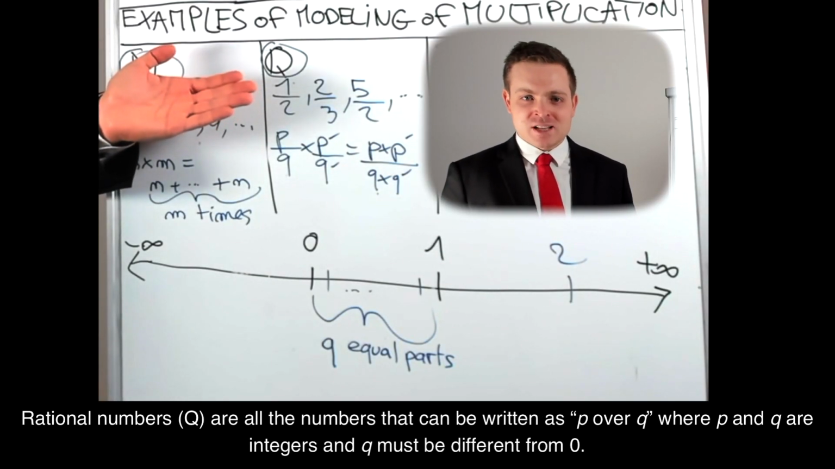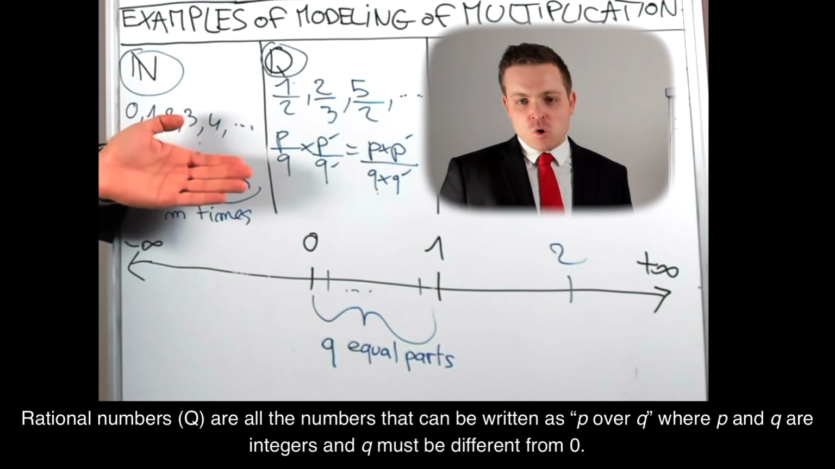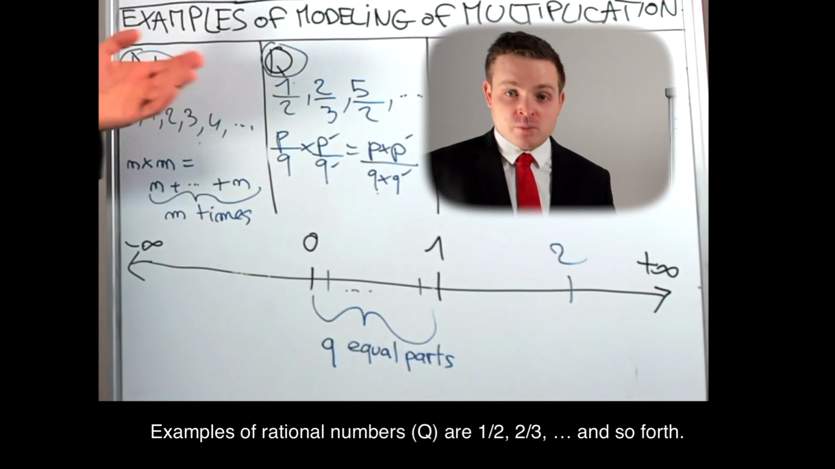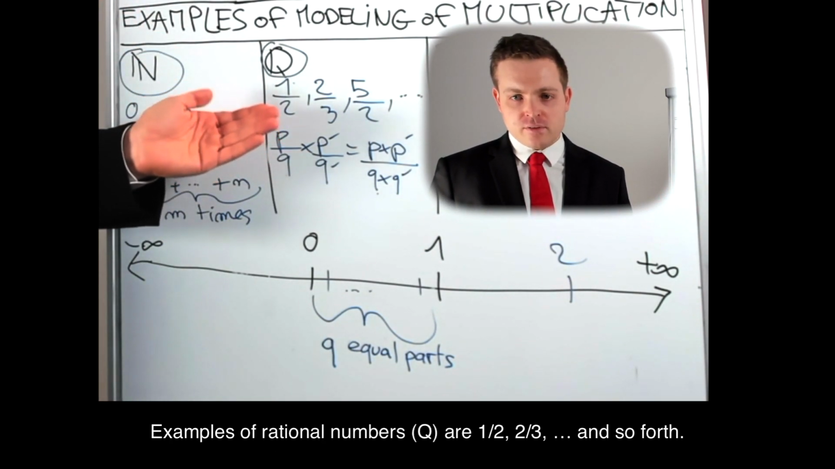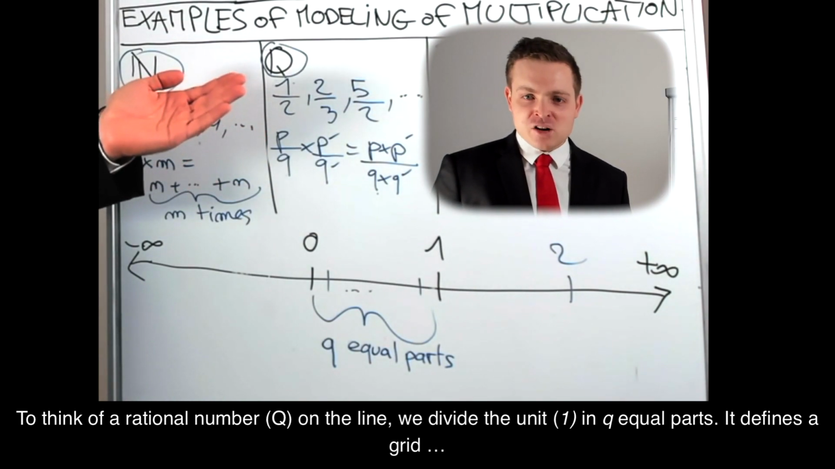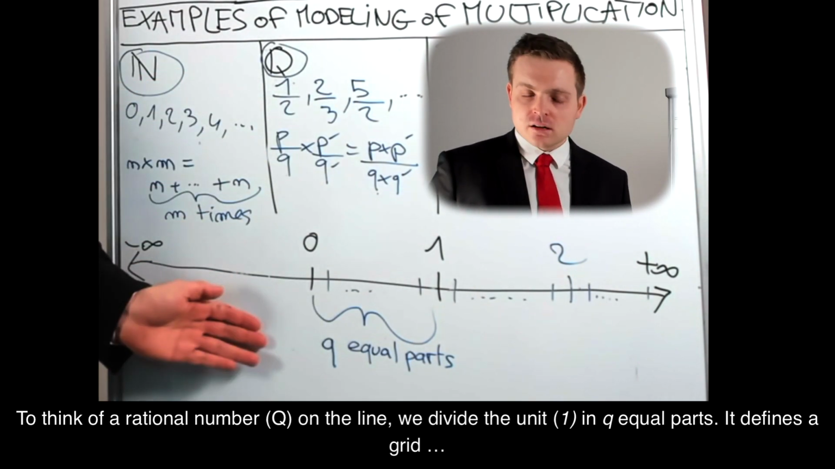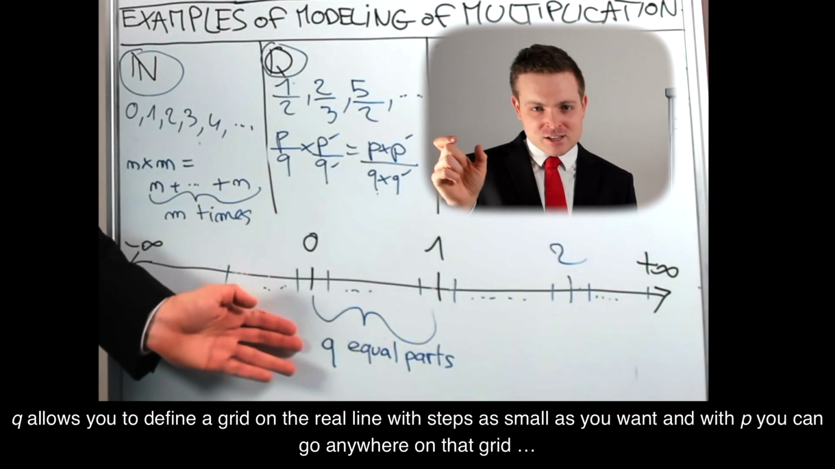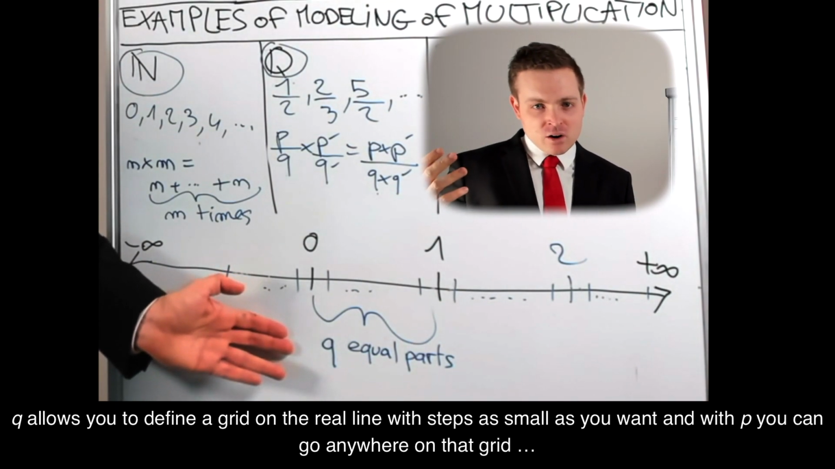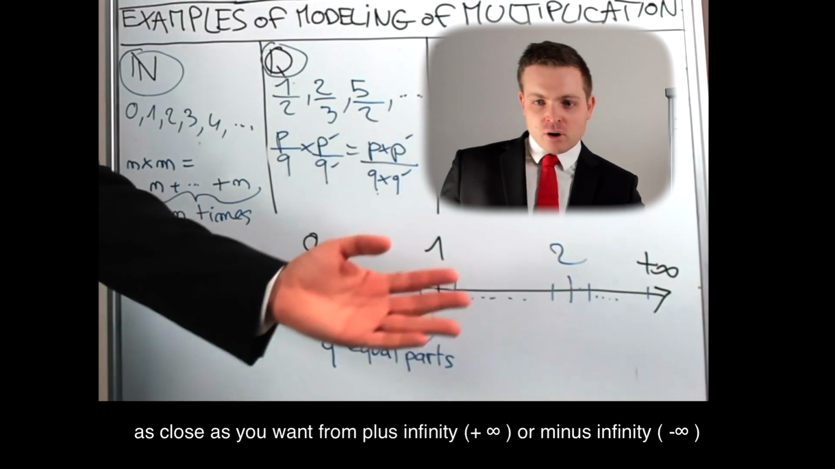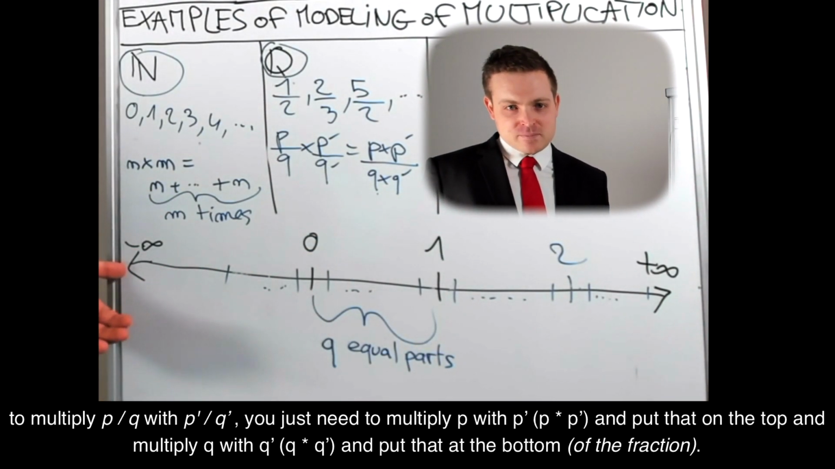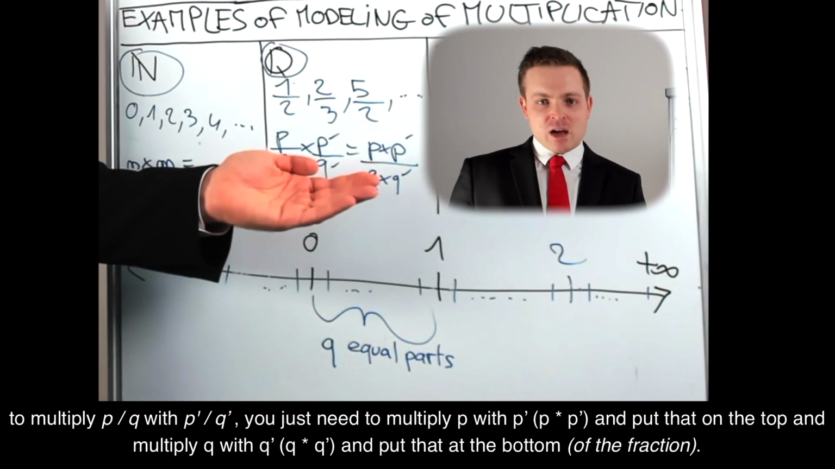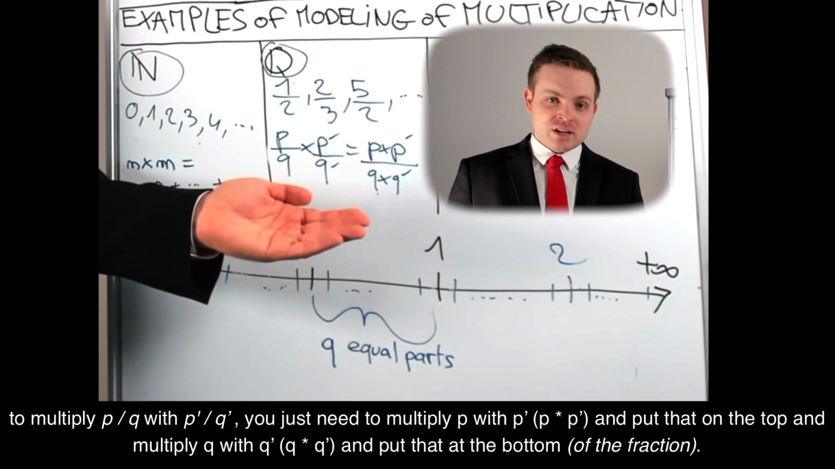Rational numbers are all the numbers that can be written as p over q, where p and q are integers and q must be different from 0. Examples of rational numbers are 1/2, 2/3, and so forth. To think of a rational number on the line, we divide the unit in q equal parts. It defines a grid. q allows you to define a grid on the real line with steps as small as you want, and with p you can go anywhere on that grid as close as you want from plus infinity or minus infinity. To multiply p over q with p prime over q prime, you just need to multiply p with p prime and put that on the top, and multiply q times q prime and put that at the bottom.